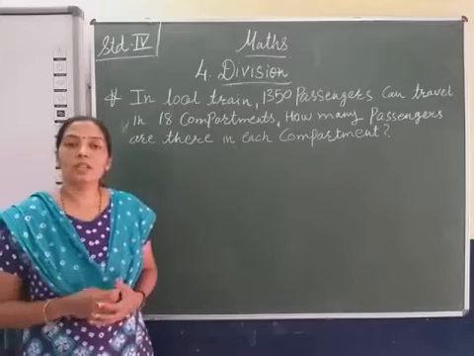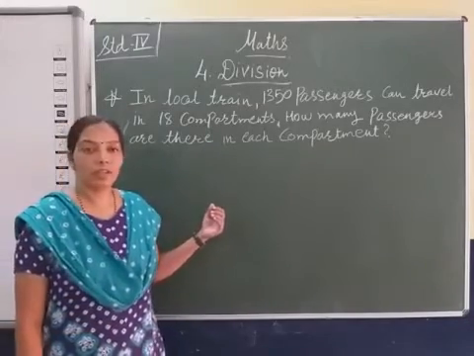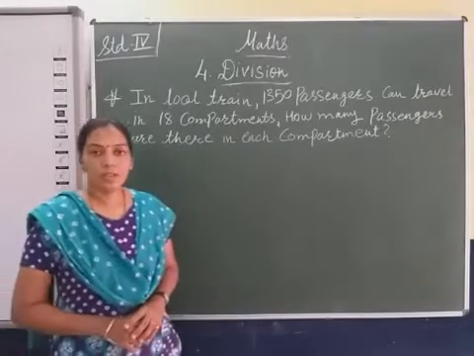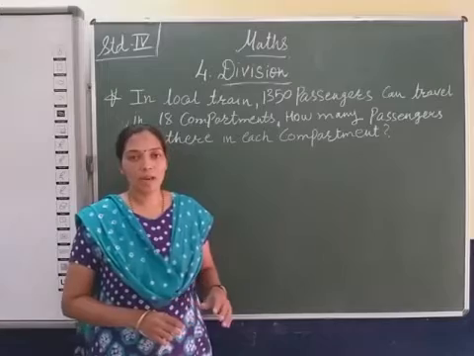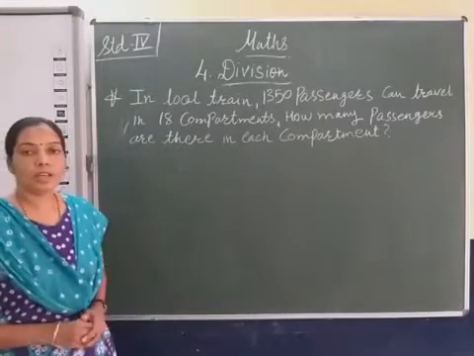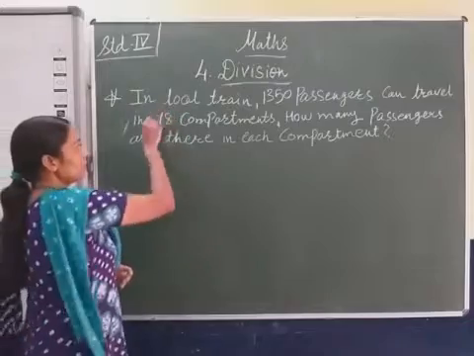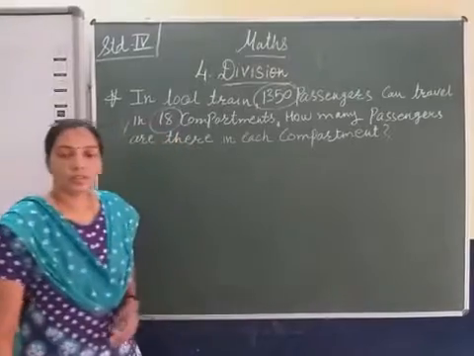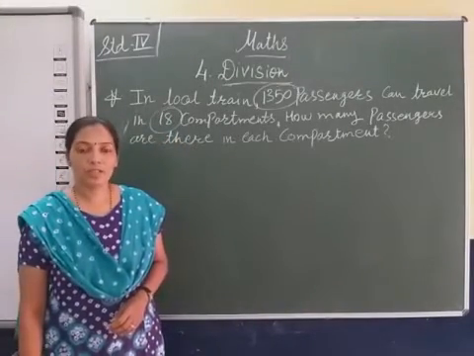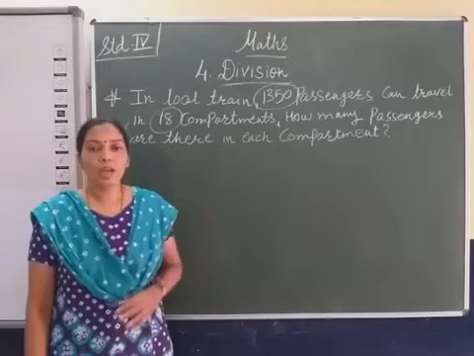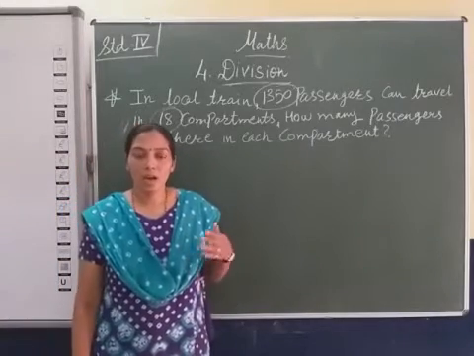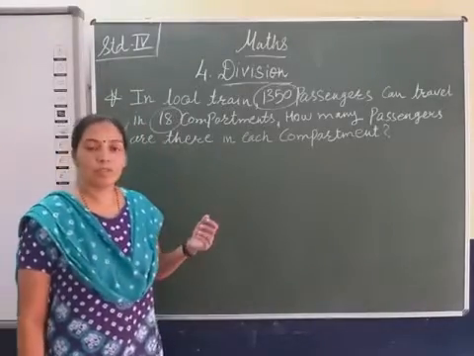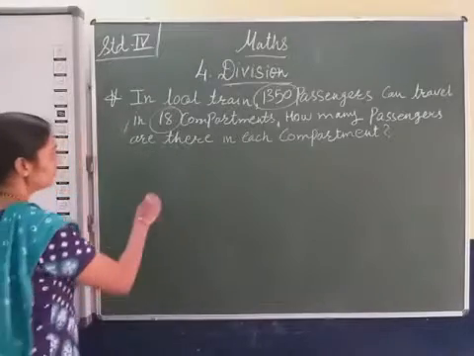Now we have to first understand what information is given here. Again we read that in a local train 1350 passengers travel in how many? 18 compartments. Yes, in 18 compartments, 1350 passengers. Now what we have to find out is how many passengers can travel in each compartment. So this information we put in statement form.